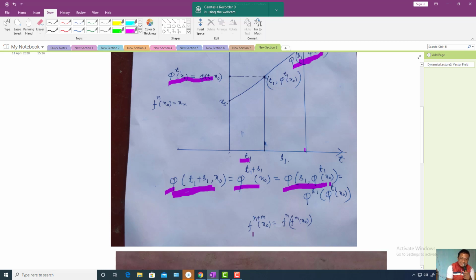So this is similar to the discrete dynamical system we did in semester 3. The n plus m orbit member of this point is this one. So this is equal to what? If you start from the initial position, the nth orbit member of this point is equal to the n plus m orbit member of this point, okay. So this equality is the analogy of the discrete dynamical system.